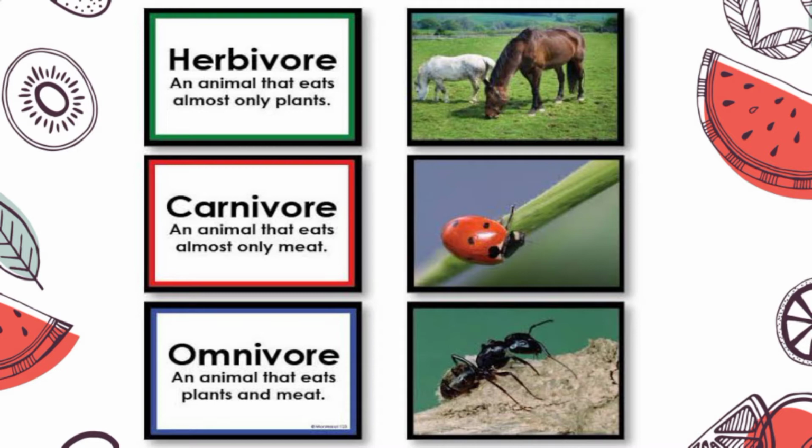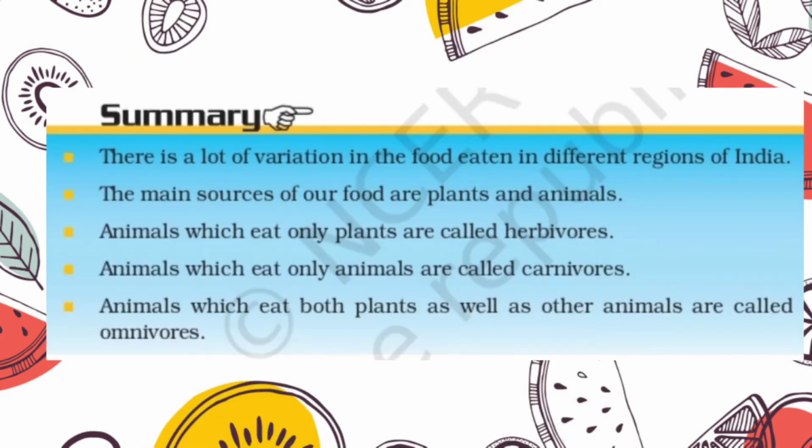Carnivore: an animal that eats almost only meat. So the animal which eats only meat is called a carnivore. Omnivore: an animal that eats both plants and meat. It eats both plants and also meat. Those are omnivores.